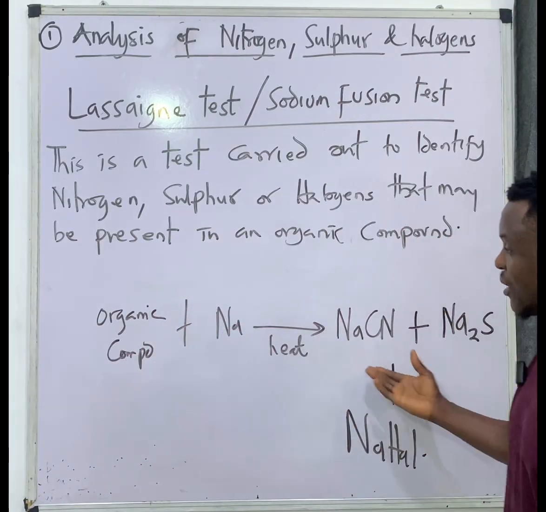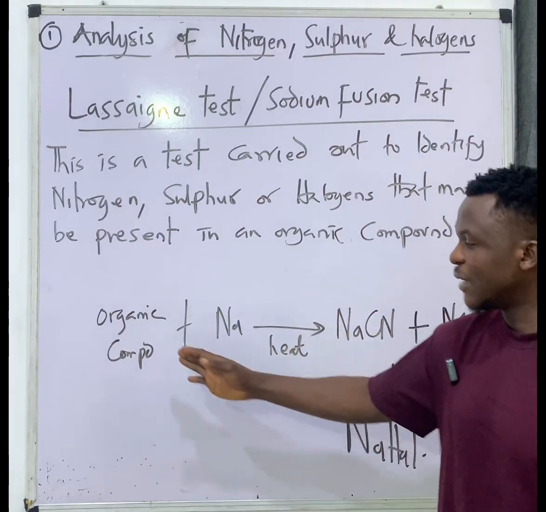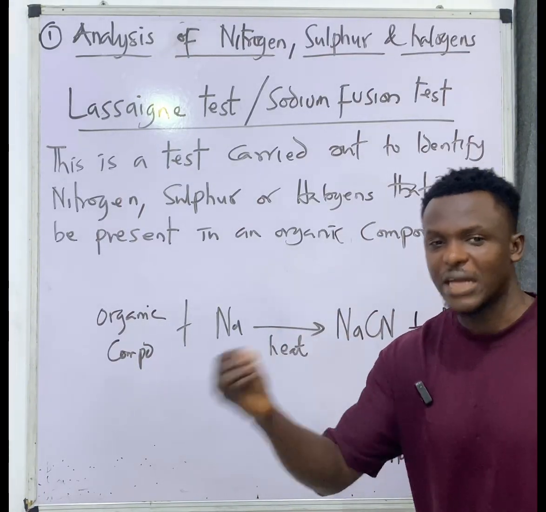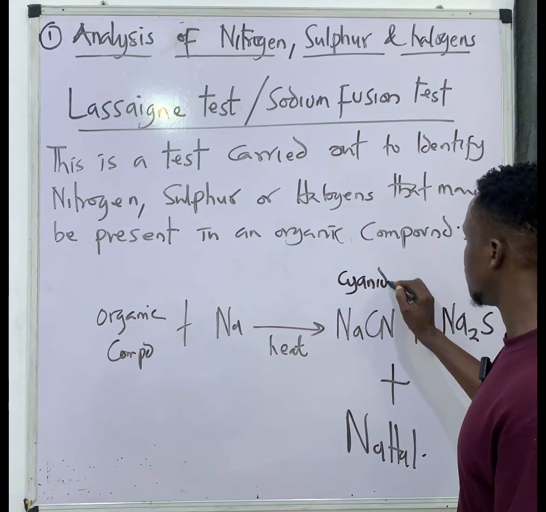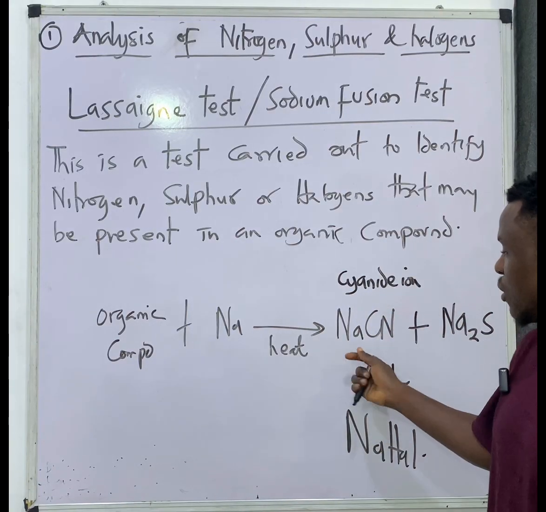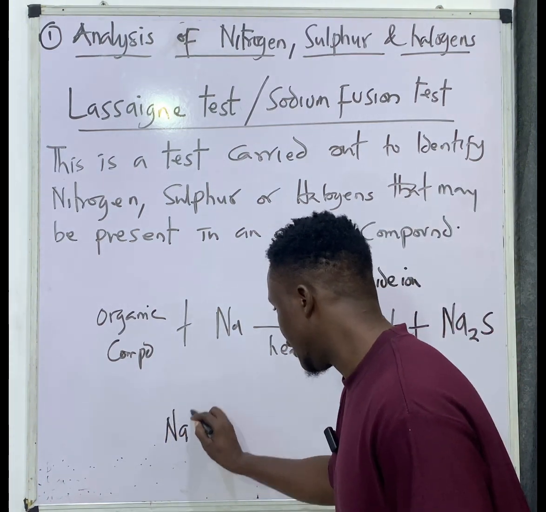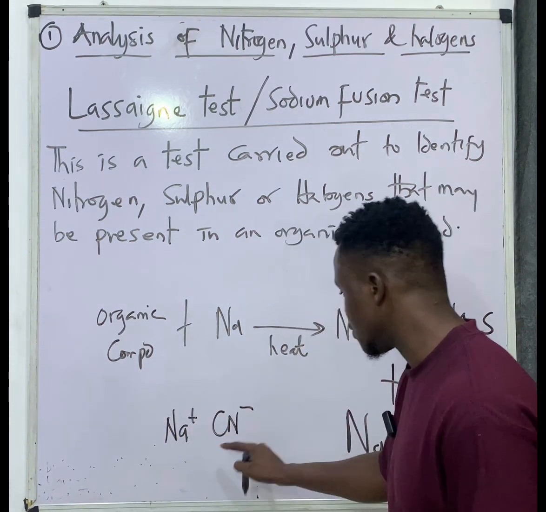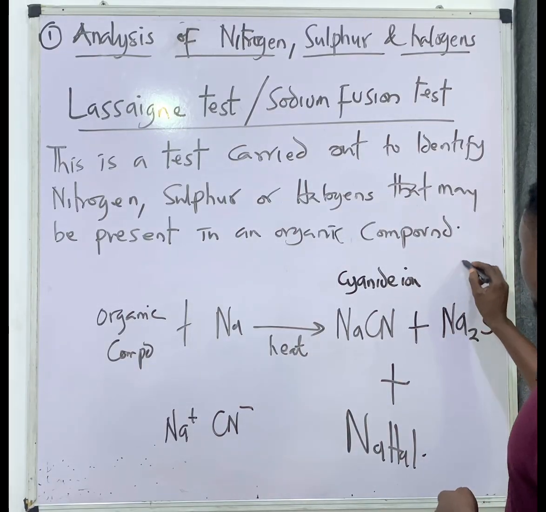In exams, they might ask you, in the sodium fusion test or in the Lassaigne test, nitrogen is usually converted to dash. Class, nitrogen is always converted to cyanide ion, because this compound is ionic. In the ionic compound, the Na is plus, the CN is minus. So this is a cyanide ion. And sulfur is always converted to sulfide ion.